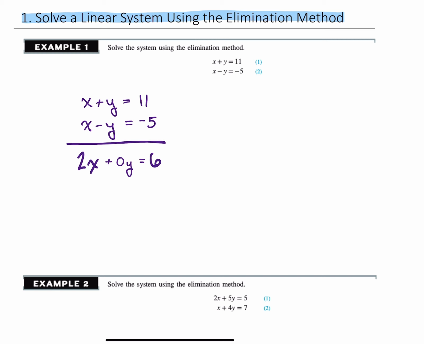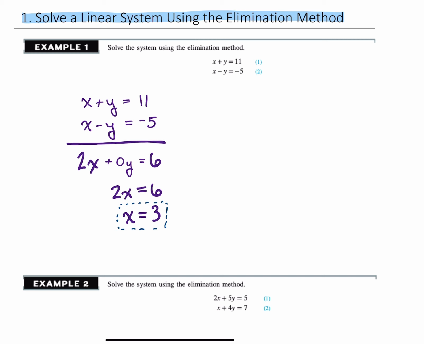So we had 0y. So the y is eliminated. And that's the kind of situation that we want to put ourselves in, where when we add the two equations together, one of the variables will cancel out and be eliminated from our equation. So then we're just left with 2x equals 6. Then I can divide both sides by 2. 6 divided by 2 is positive 3. So we have it solved already for one of our variables. You know that x equals 3.